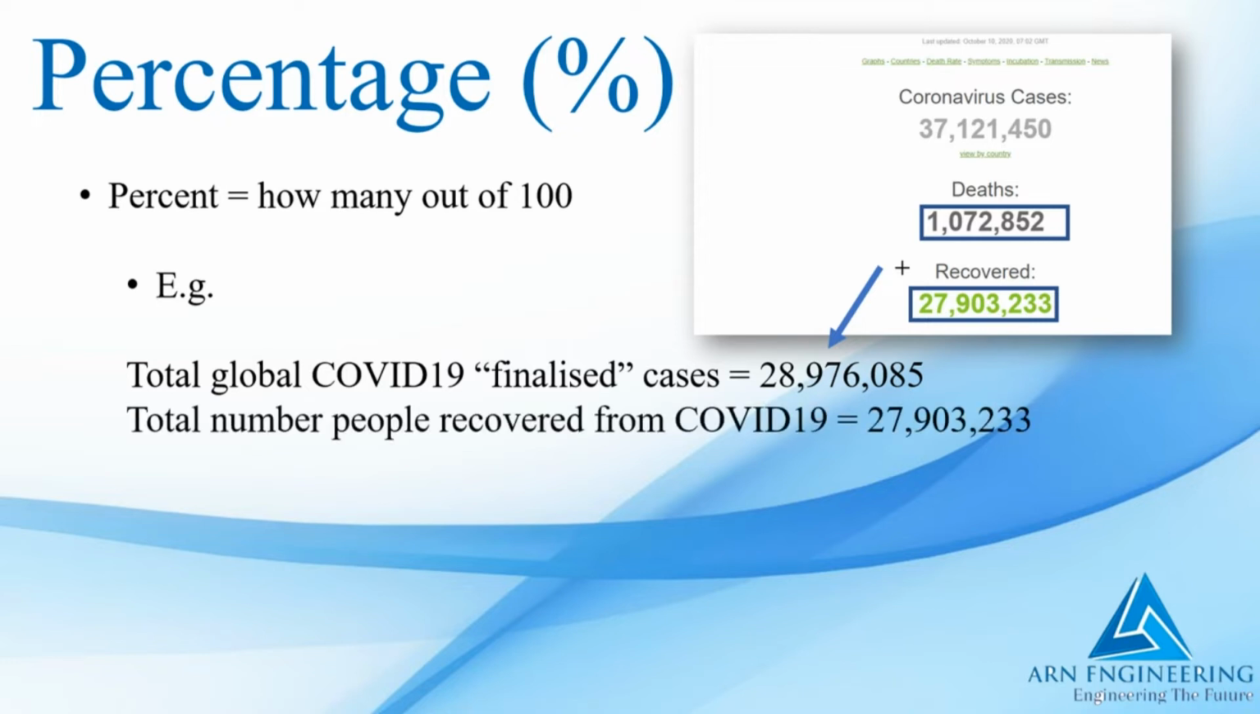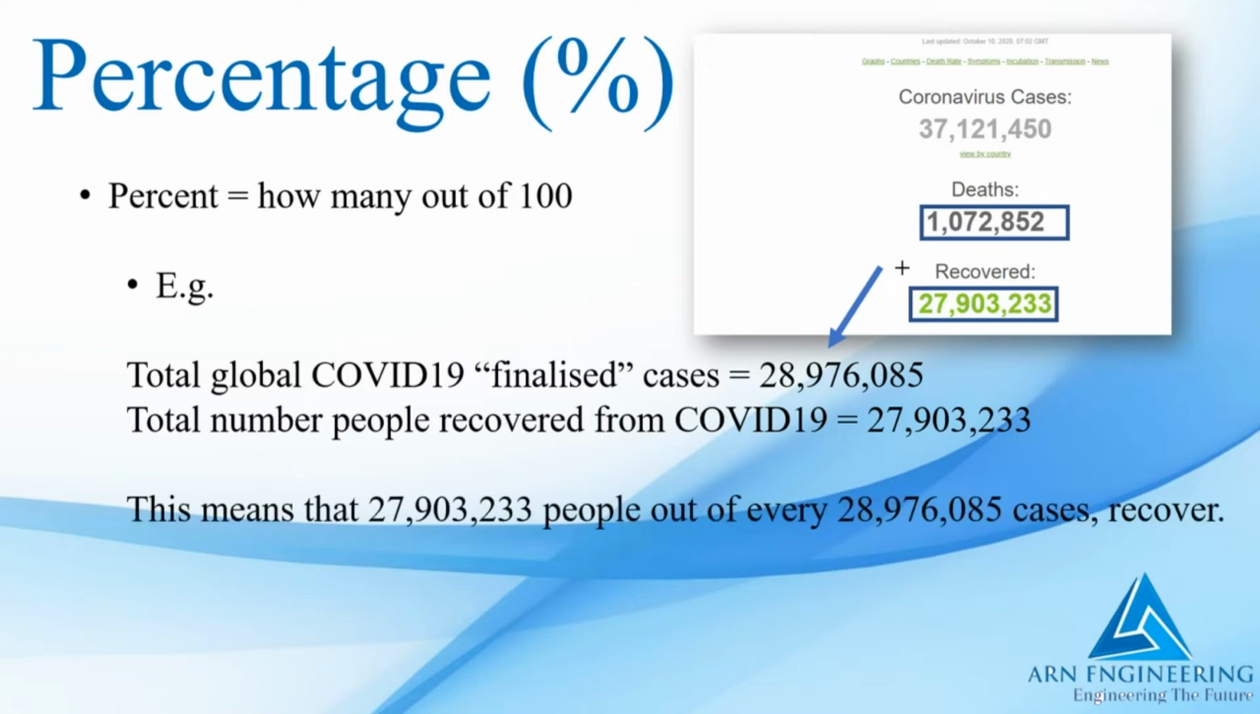Now, as this statistic tells us, the total number of people that have recovered from COVID-19 is 27,903,233. Now, using this information, we can say that 27,903,233 people out of every 28,976,085 cases seem to recover. Now, as you can see, this statement is very confusing. A lot of big numbers, and it doesn't really add any value to our understanding of the statistics.